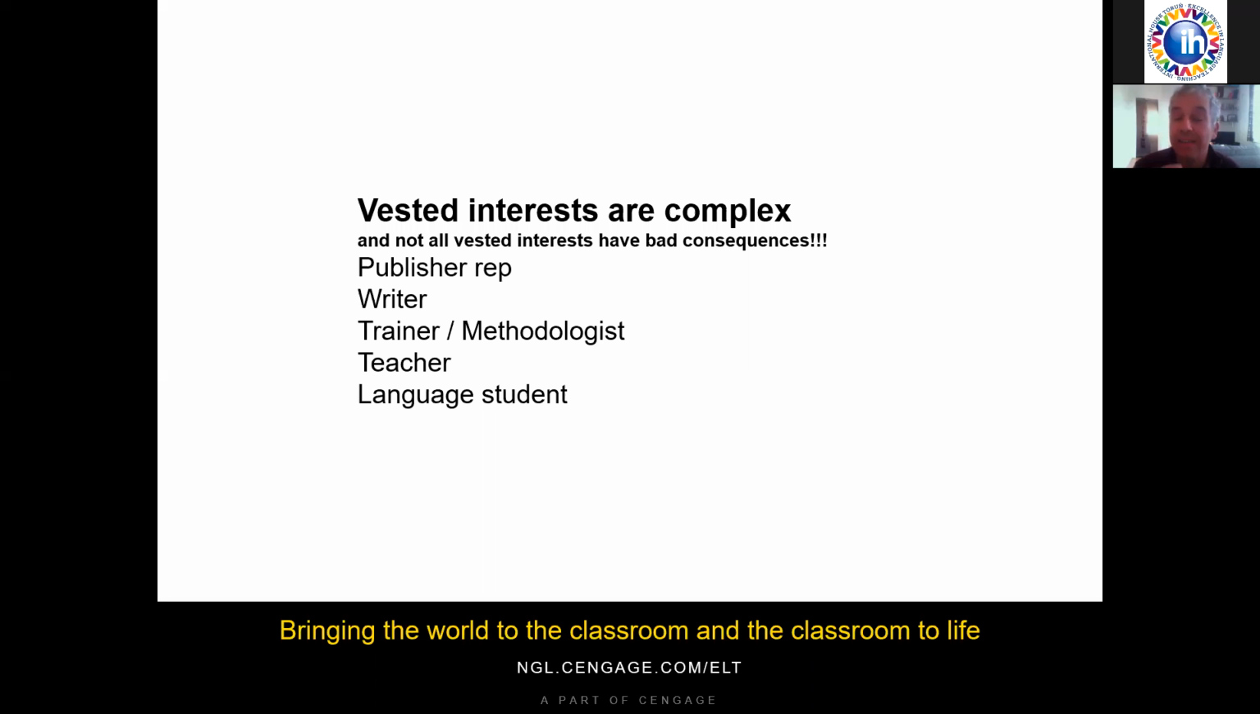what we have to understand is that there are vested interests at play in the teaching of critical thinking to some degree. And these things are complex, but also they're not always bad. They're not leading to bad things. We tend to think of vested interests as always leading to bad consequences. That's not necessarily the case.